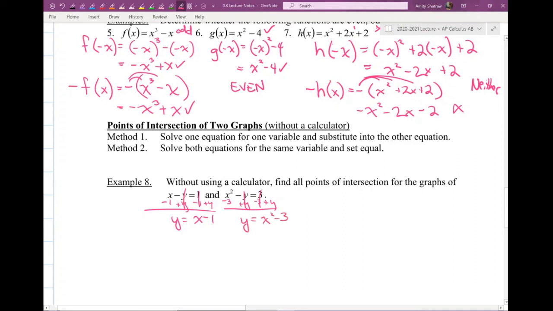So if I am doing method 2, I guess that's what I'm doing here is method 2, I have solved both for the same variable, and now watch me go. I can say x squared minus 3 equals x minus 1, and I'm going to minus x from both sides, and I'm going to add 3 to both sides, and I am going to get, oh, why did I do that? Hold on. I just want to put everything on one side. Okay. Aha, I guess I am doing method 2. I realize that now.